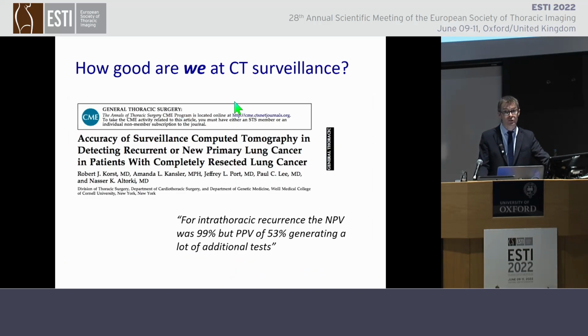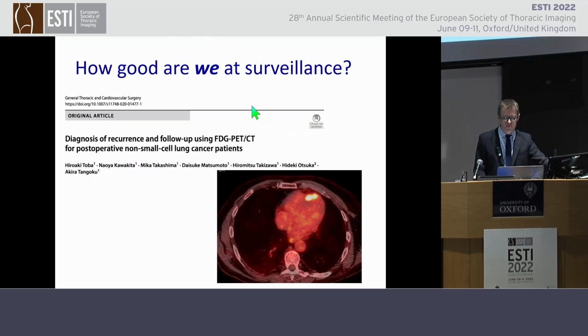How good are we at surveillance? The evidence is limited. This is a paper published in the mid-2000s. It was actually interesting: thoracic surgeons assessing for recurrence said that their negative predictive value for CT was 99%. It's certainly not that high. Positive predictive value is pretty low. You will identify lots of things that aren't tumor recurrence that you will be required to evaluate further. So we don't really know how good we are as yet.